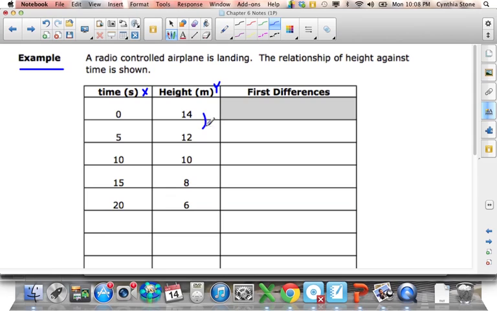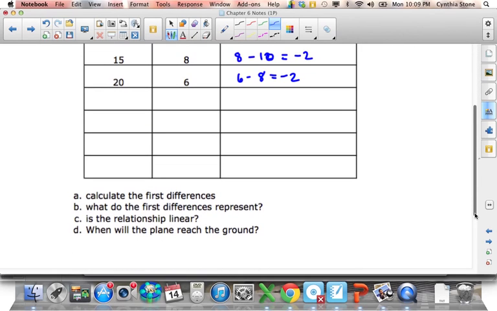To calculate the first difference, we just go 12 minus 14, which is negative 2. This one is 10 minus 12, which is negative 2. So it's constant, but it's negative, which makes sense in this application because, 8 minus 10, negative 2, and 6 minus 8. It makes sense because the airplane is landing, so the height should be dropping. So that's part A. We've done our first differences, and from a problem-solving point of view, check mark, done.